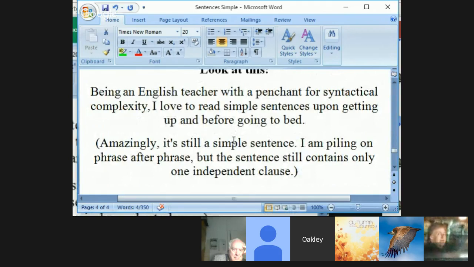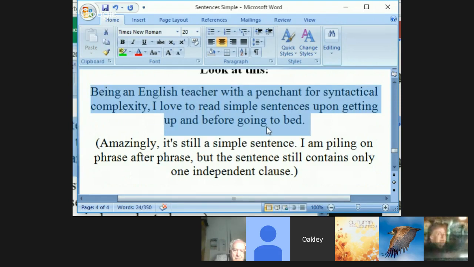Here we go again. Here's another example. Being an English teacher with a penchant for syntactical complexity, I love to read simple sentences upon getting up and before going to bed. Same thing. We've just added more phrasing to it. It's still quite complicated. I hesitate to use the word complex because that's another type of sentence. It's more complicated, that's for sure. It's quite formal, that's for sure. It is still, however, a simple sentence.